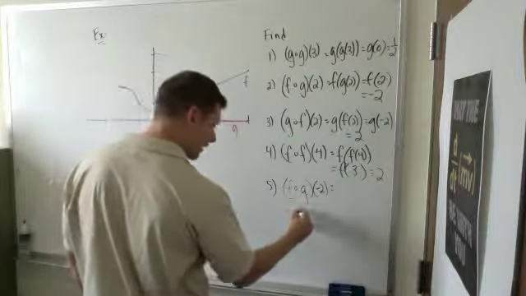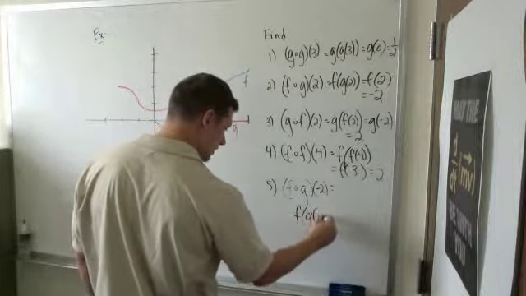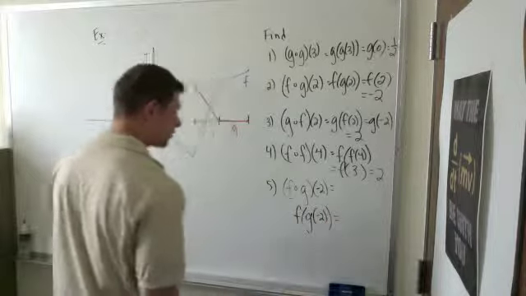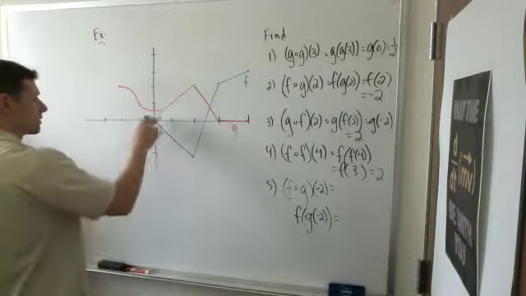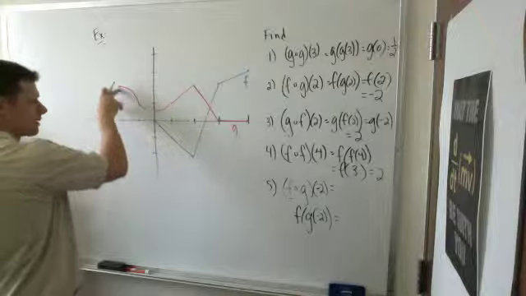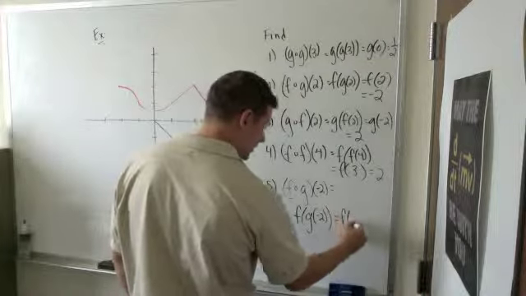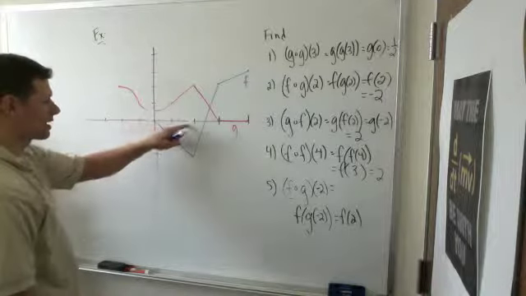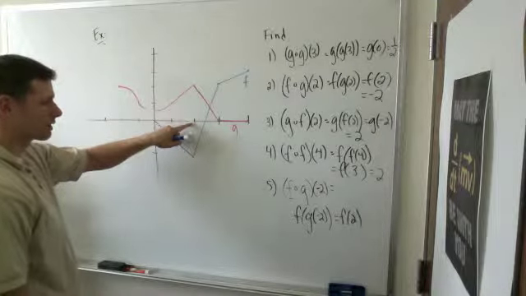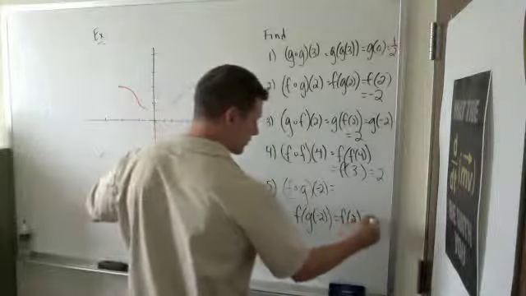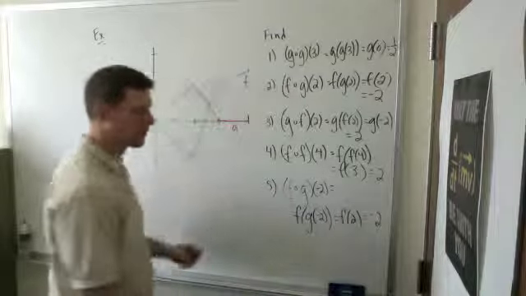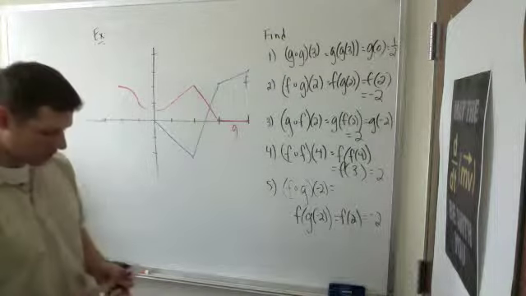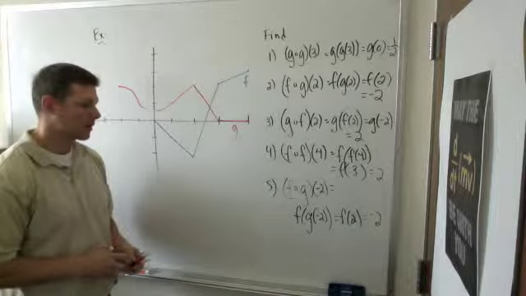And then finally, f of g of negative 2. Well, g of negative 2 is the red function at negative 2. How high is it? 2. So I'm looking for f of 2. So what's f of 2? Well, what's the height of the blue function when x equals 2? Negative 2. Okay? So that's using composition of functions within a graph to find their outputs.